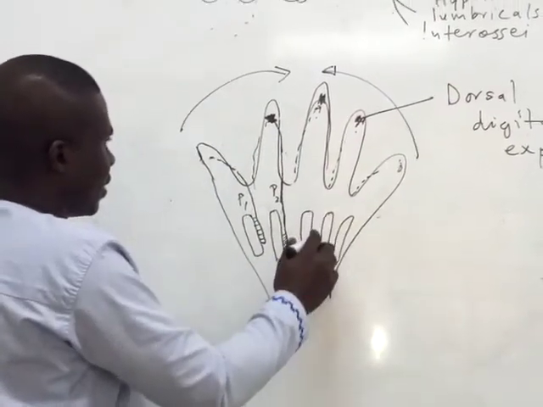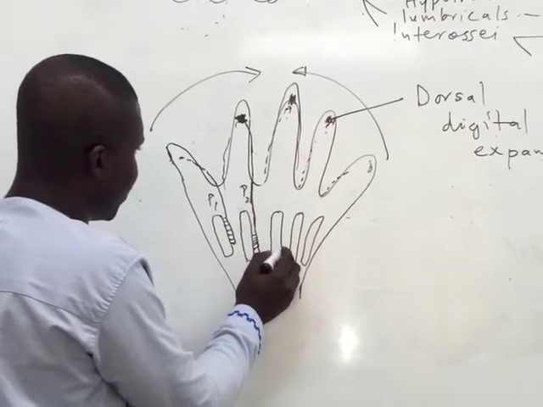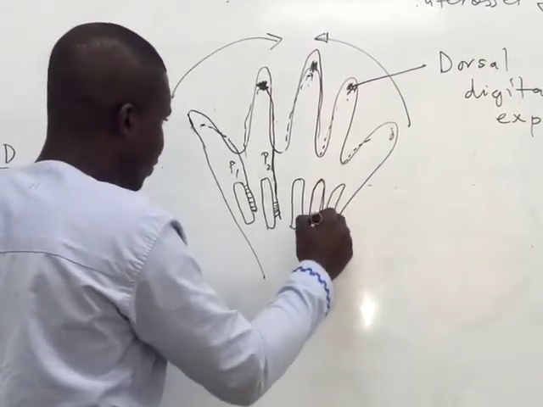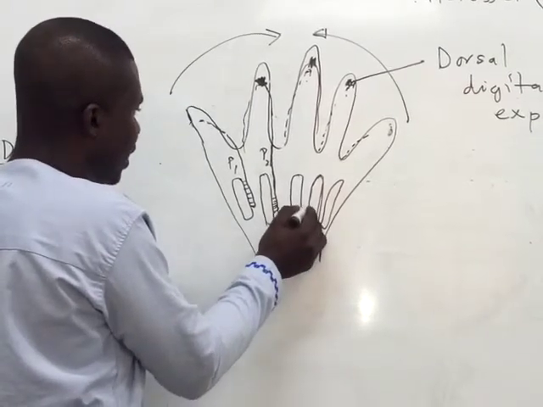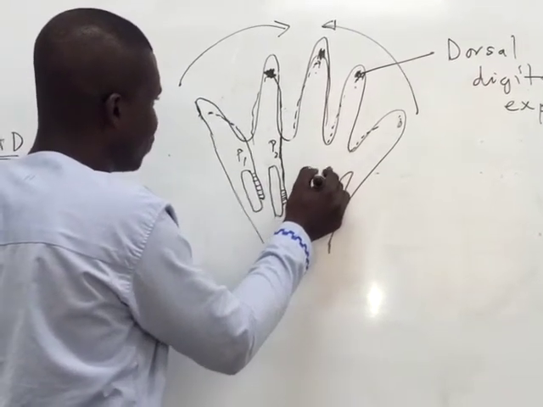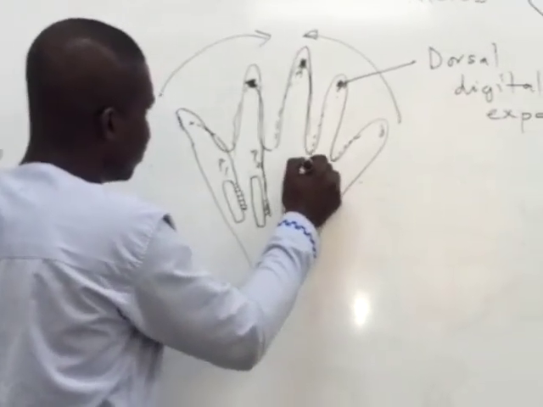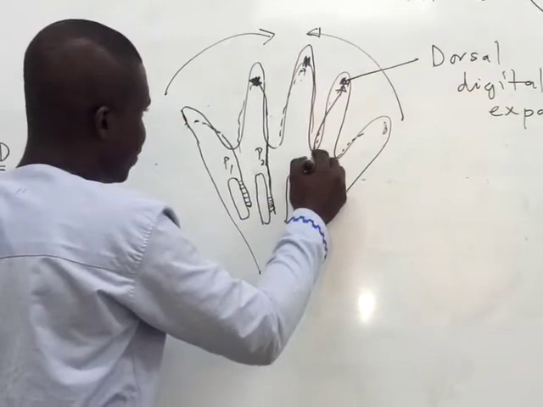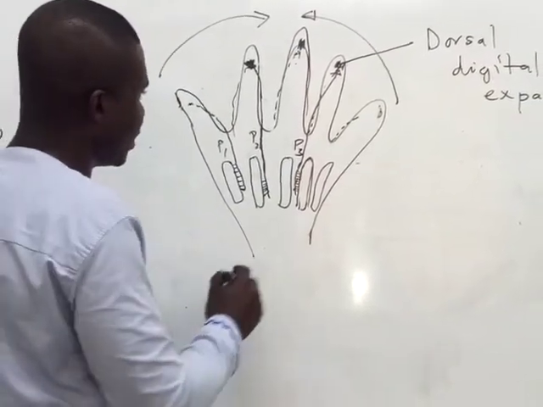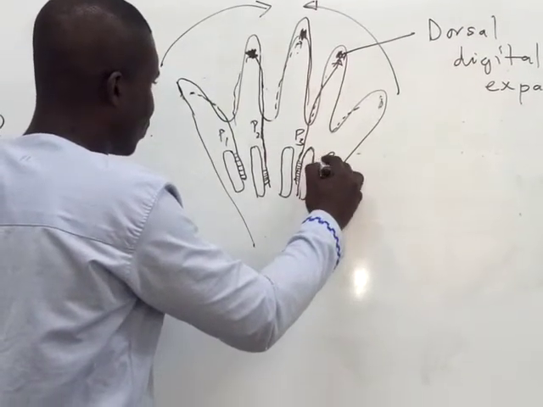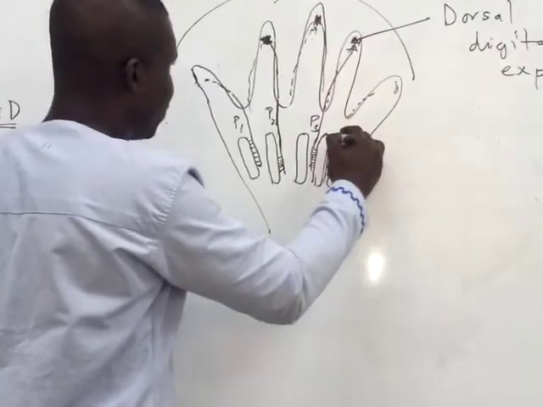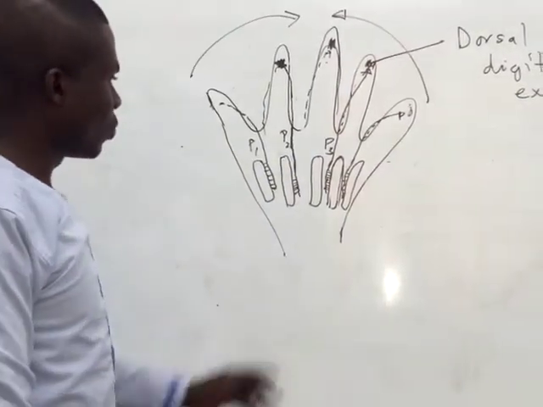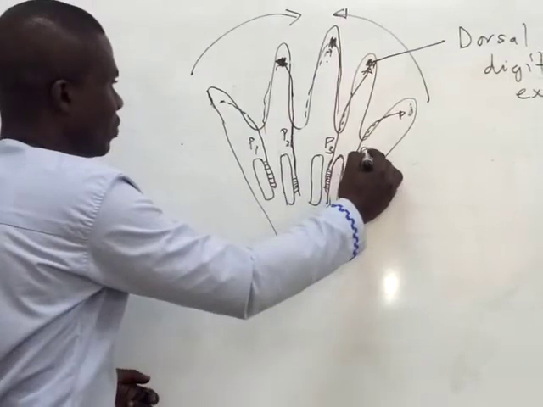Now, the third one originates this time from the lateral aspect of the fourth metacarpal, comes all the way and inserts into the dorsal expansion of the index finger. That is the palmar interosseous 3. It's also unipennate. And the fourth one takes origin, comes all the way and inserts on the dorsal expansion of the little finger. So this is the fourth palmar interosseous.